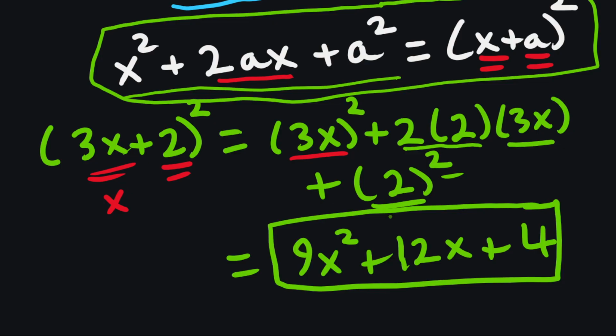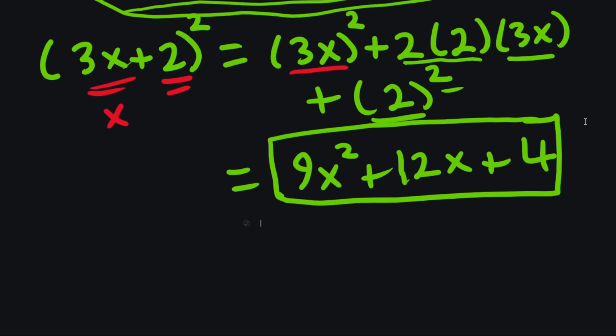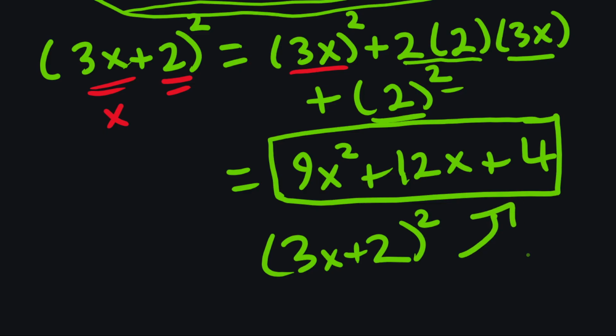And again, this is a perfect square trinomial, this solution that we have found on the bottom, 9x squared plus 12x plus 4, because if you take the square root of it, you will get 3x plus 2. Or in other words, (3x + 2) squared will give you that.